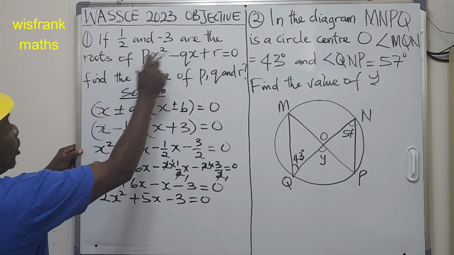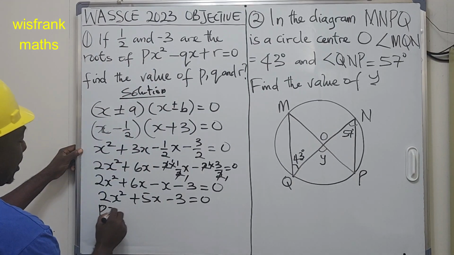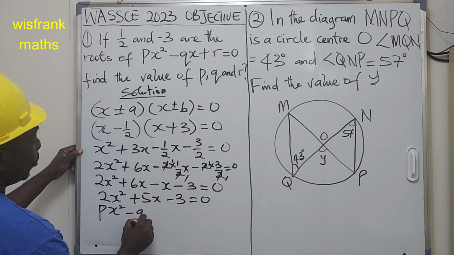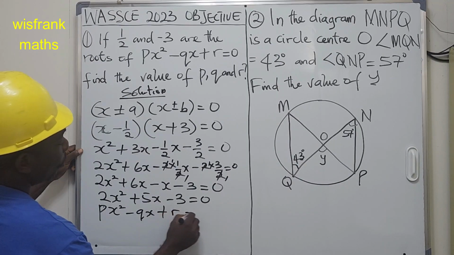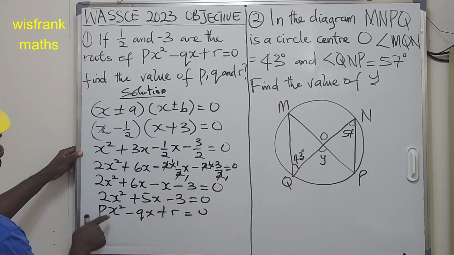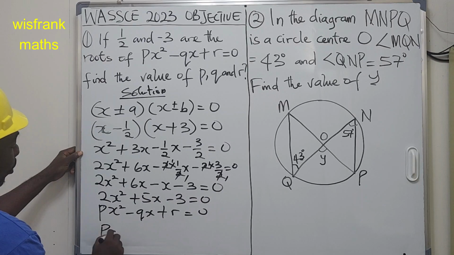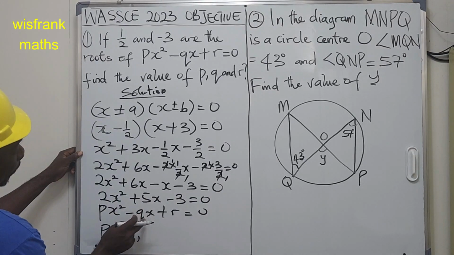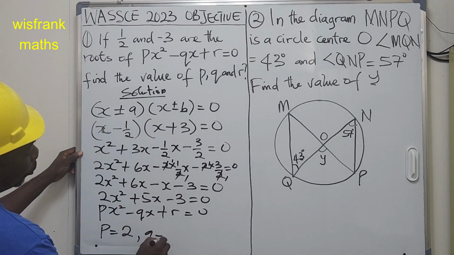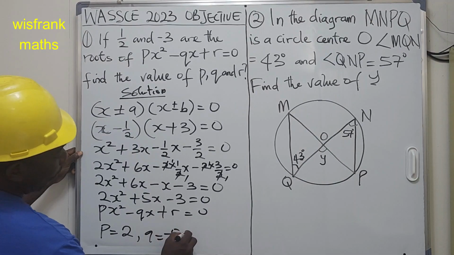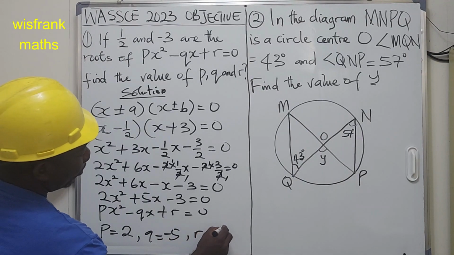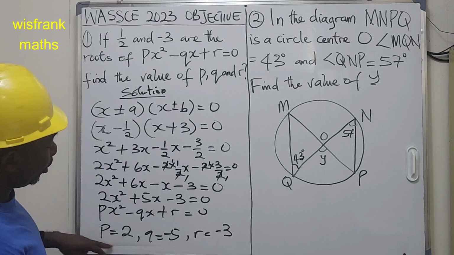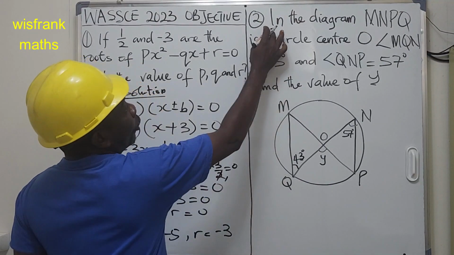So when we compare with this equation, px squared minus qx plus r equals 0, by comparison, we see that our p equals 2 and our q here equals minus 5. Then our r here equals minus 3. These are the values of P, Q, and R. So we have number 2.